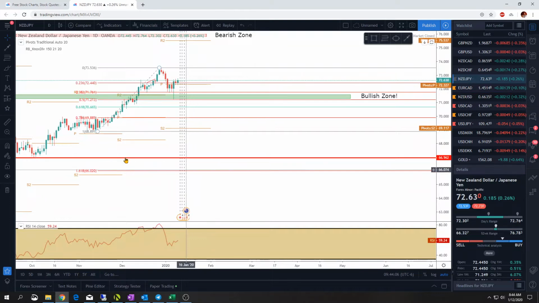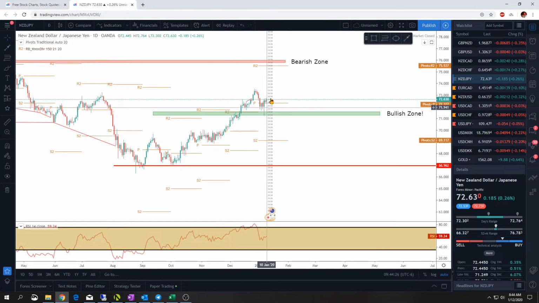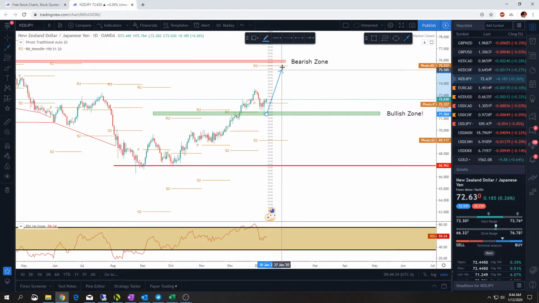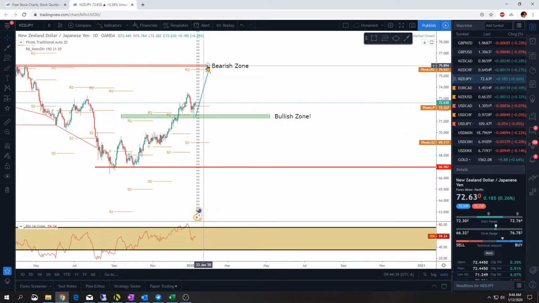New Zealand dollar, JPY. This looks just like New Zealand US dollar. We had a strong impulse leg. Look at this one, tapped the 0.5 and has been on its way up. So this would have been a perfect place for an entry point, and we missed it. But now it's hovering right around its pivot. Because we hit that Fibonacci, I'm expecting this one to continue its upward trend here, and maybe we'll get a push up to this R2.